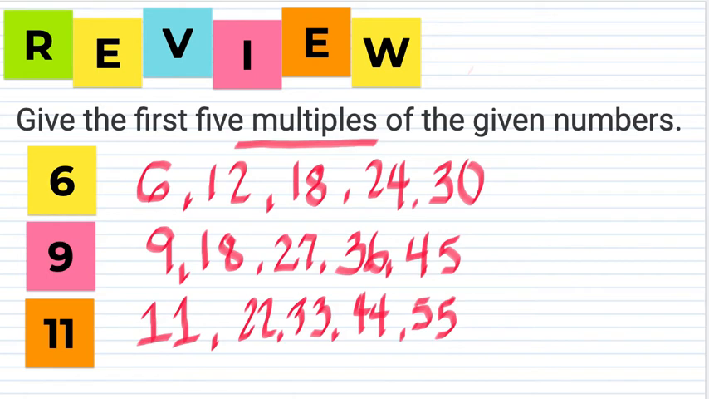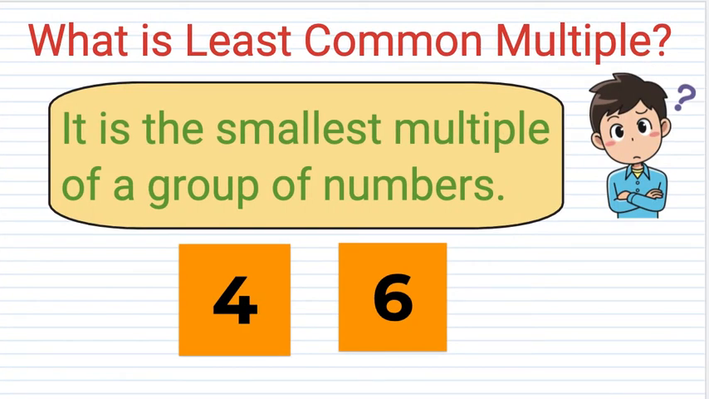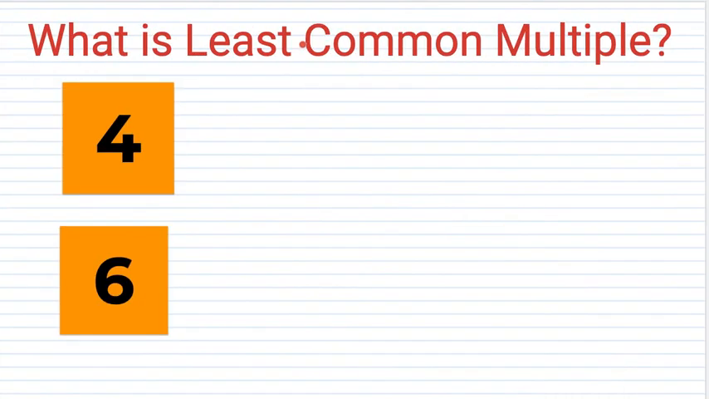Now let's move here and identify what the least common multiple is. When we say least common multiple, it is the smallest multiple of a group of numbers. So let's find out what is the least common multiple of 4 and 6. Sometimes we say LCM, the shortcut way of saying least common multiple. What is the least common multiple of 4 and 6 using the listing method?